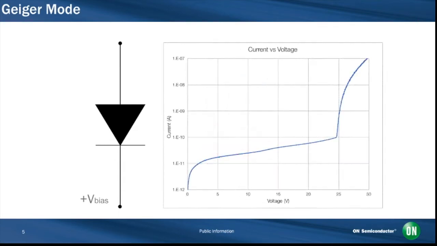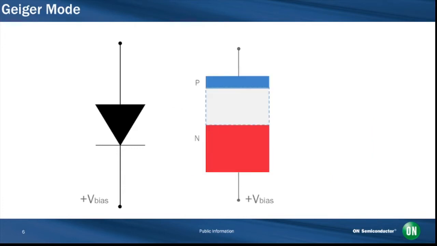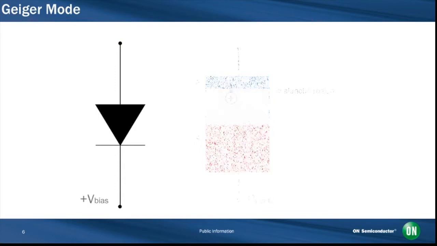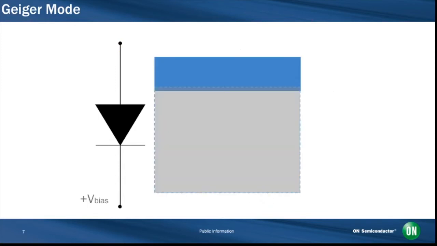If, however, the applied reverse bias is set at a point beyond the breakdown voltage of the diode, then the diode is said to be operating in the Geiger mode, as indicated in the current voltage plot here. When a bias in excess of the breakdown voltage is applied to the diode, an avalanche region may be formed at the PN junction. Any charge carriers in this region will now be accelerated to such an extent that they will generate secondary charge pairs through impact ionization.